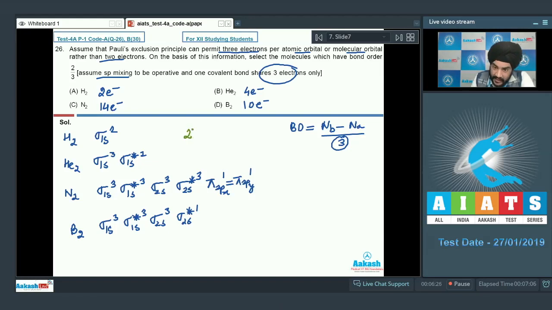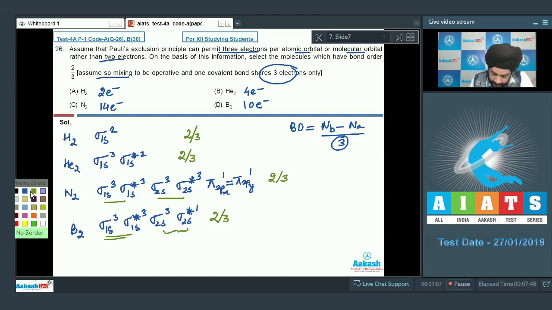So if we talk about the difference in the number of bonding and anti-bonding electrons, we're going to have a value of 2 in this case, and upon dividing it by 3 we're going to have a bond order of 2 by 3. If you talk about He2, in He2 again we have a difference of 2 electrons, so this is also going to have a bond order of 2 by 3. If we talk about N2 now, these electrons are going to cancel each other out. We have an excess of 2 electrons in the bonding orbitals, so this is also going to have a bond order of 2 by 3. And if we talk about the last one, this will cancel each other out and there will be a difference of 2 electrons which are excess in the bonding orbital in this case also. So this is also going to have a bond order of 2 by 3.